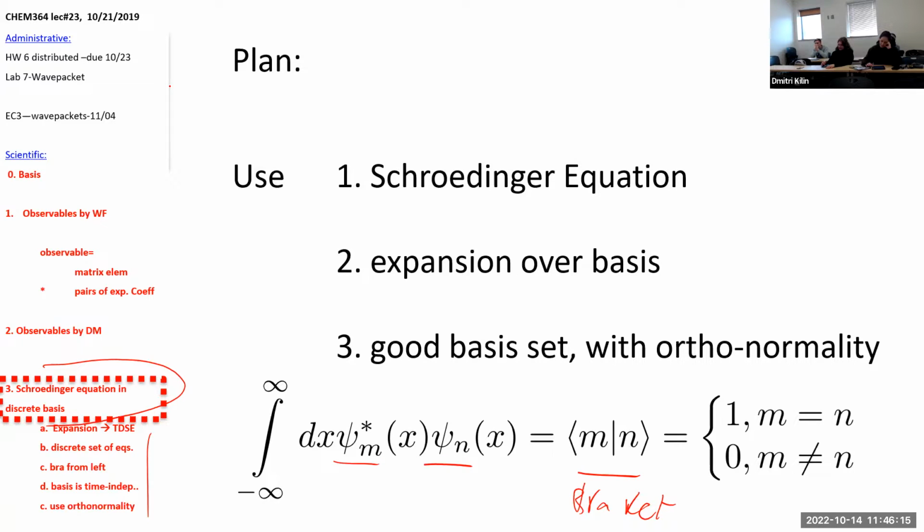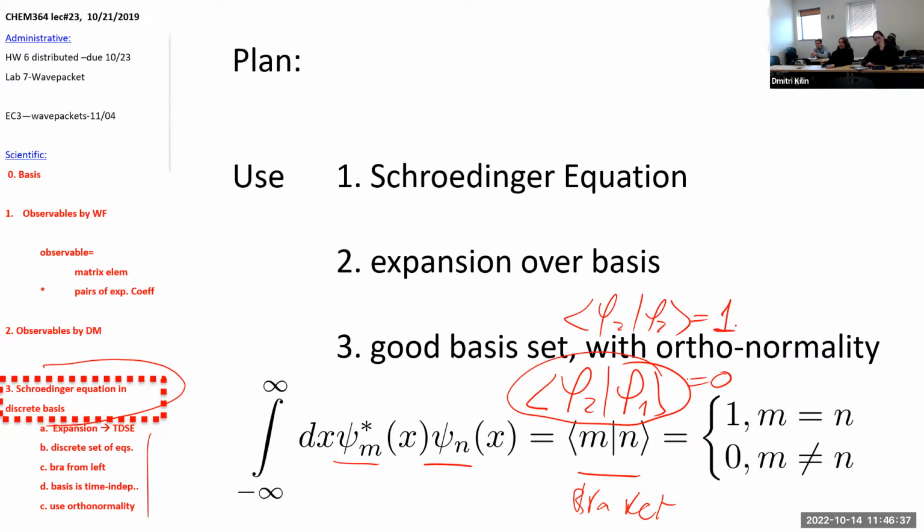So if we have function 1 and function 2, we convolute them in this bracket, the dot product, and we get 0. So you get no wave function. If you have phi2 and phi2, we convolute and we get 1. So it will be a number, not a wave function.